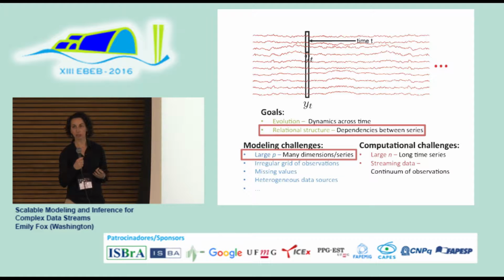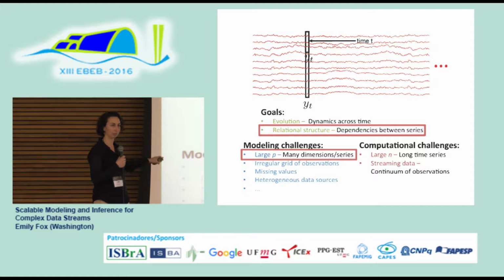So classically, time series modeling is really focused just on a univariate or low-dimensional multivariate process. But in lots of modern applications, we're faced with really high-dimensional data streams or large collections of time series. And a question might be, how do we capture the relationships between these different series and how this evolves over time? There are lots of other important challenges like handling irregular grids of observations, missing values, heterogeneous data sources, and there's quite a long list here. These are all what I call big model challenges.